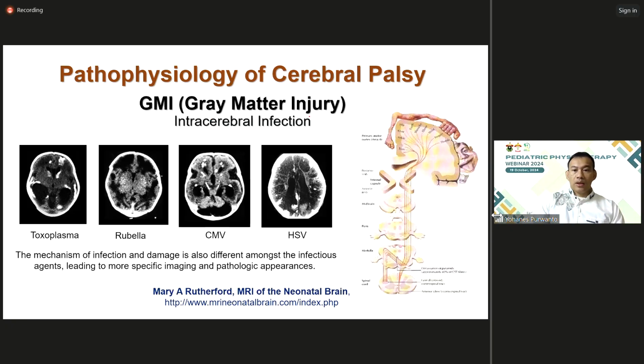The other gray matter injury, a common problem, is from maternal infection, for example toxoplasma, rubella syndrome, cytomegalovirus, or herpes simplex virus. So again, depending on the width of the lesion in the cortex, it determines the form of cerebral palsy. Most of them become spastic types of cerebral palsy.